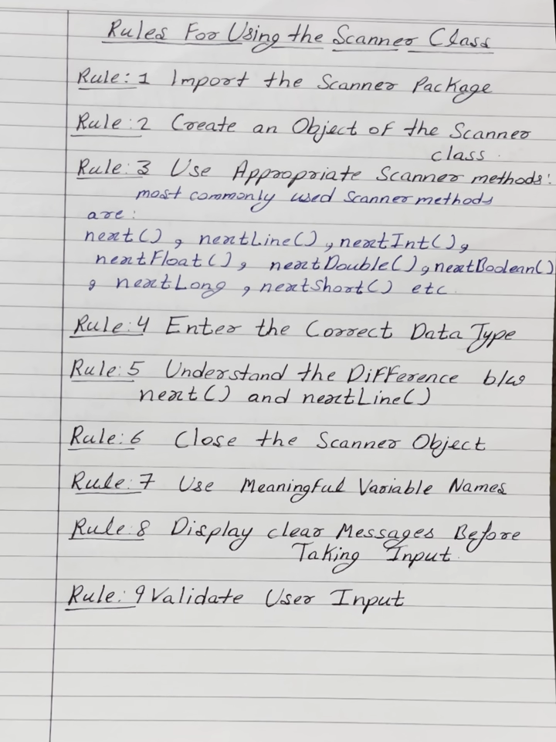So also remember that this import statement should appear before the class declaration, and it is required only once in a Java source file, even if multiple scanner objects are created. So now let's talk about second rule. Create an object of the scanner class. After importing the package, the next step is to create an object of the scanner class. Like for example, Scanner obj equals new Scanner, in a bracket you have to write System.in.